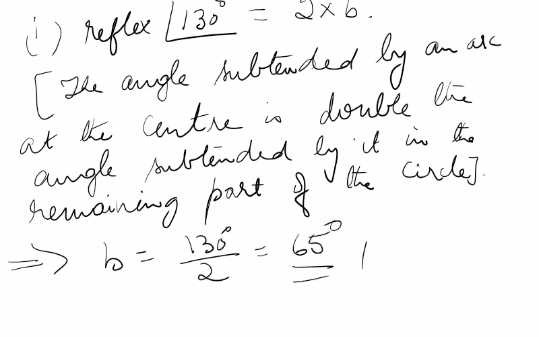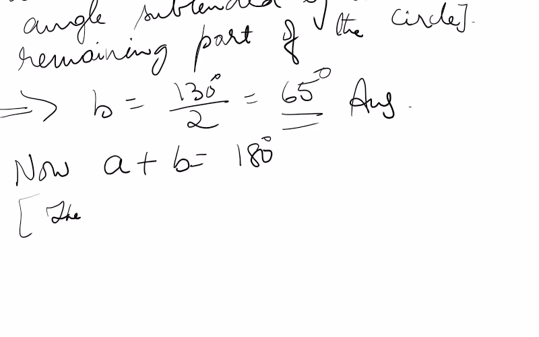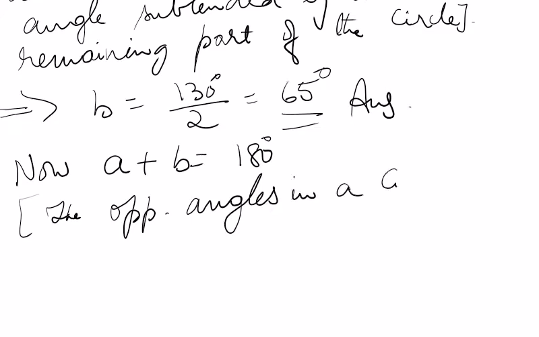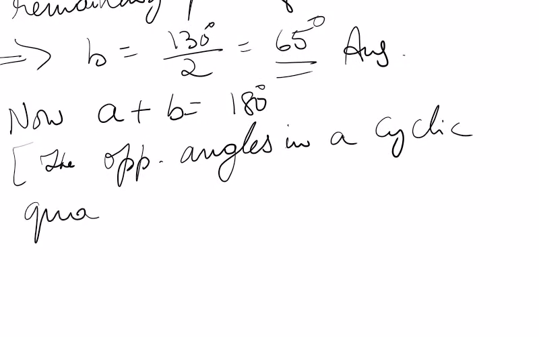Okay, this is one answer. Now A plus B is 180 degrees. Now A plus B is equal to 180 degrees. What is the reason? The opposite angles in a cyclic quadrilateral are supplementary.